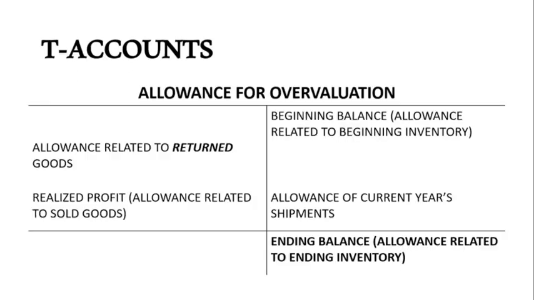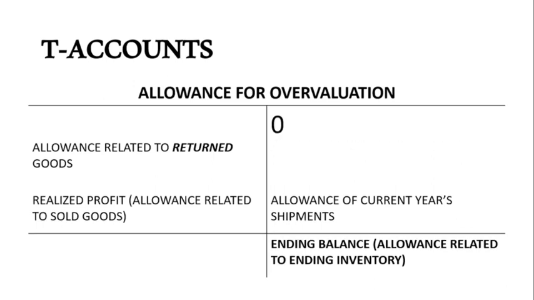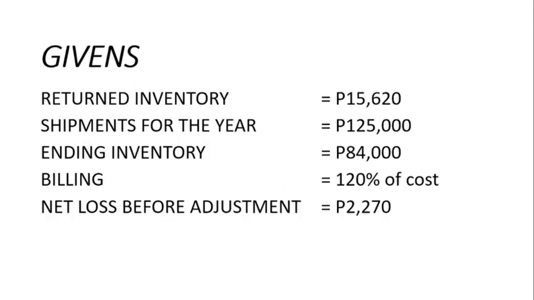So now, our next step is to post the correct amounts on the details provided in the allowance for overvaluation T accounts. I suppose that there was no beginning balance or there was no beginning inventory mentioned, and so the beginning balance must be zero. Next, we need to compute for the allowance for the current year shipments.